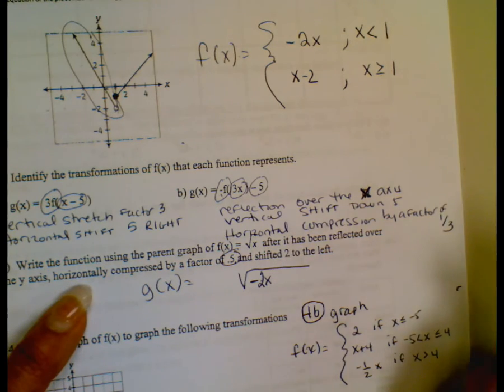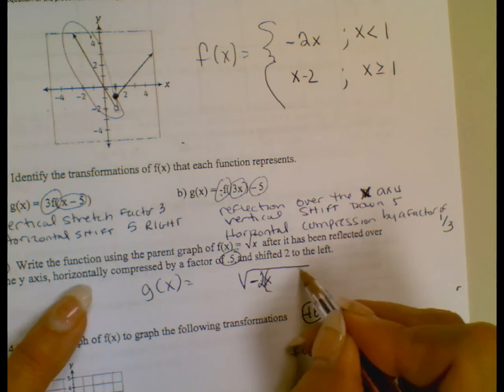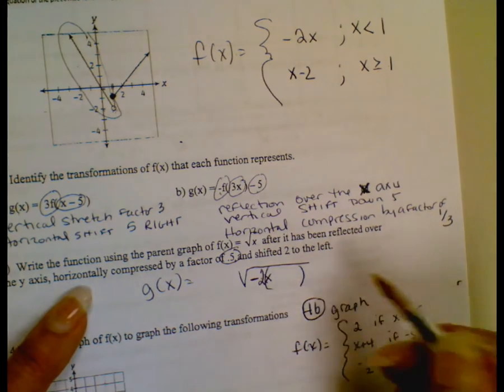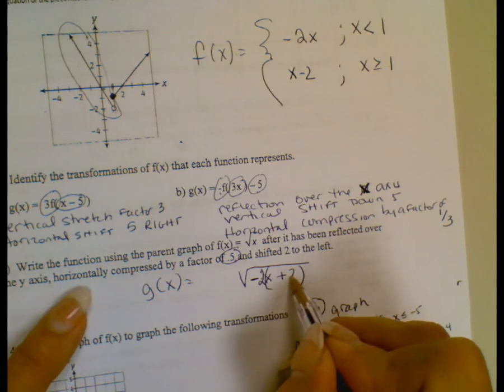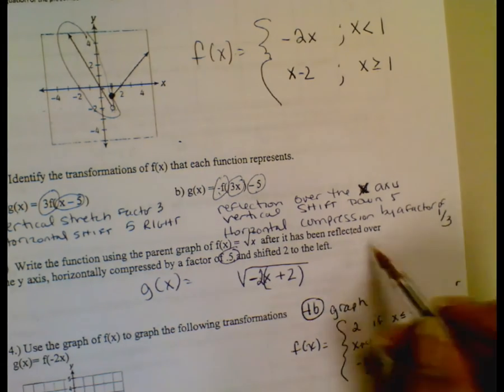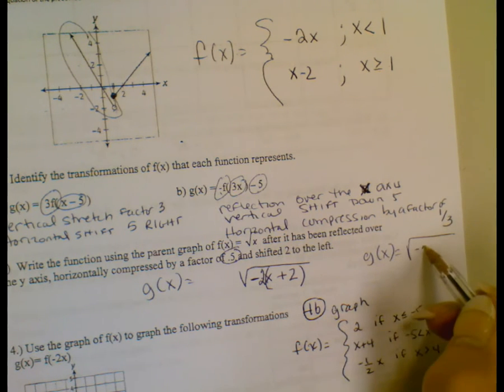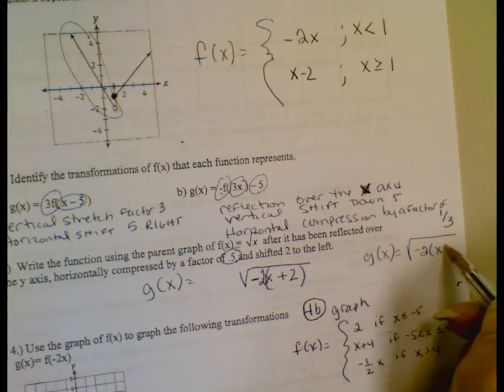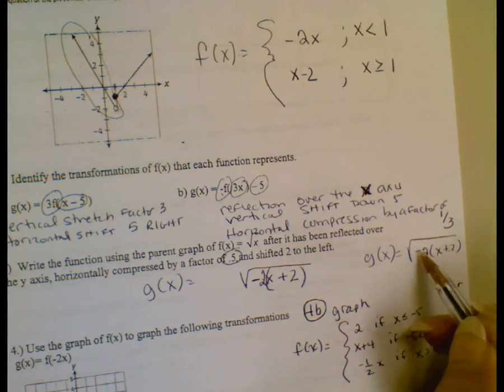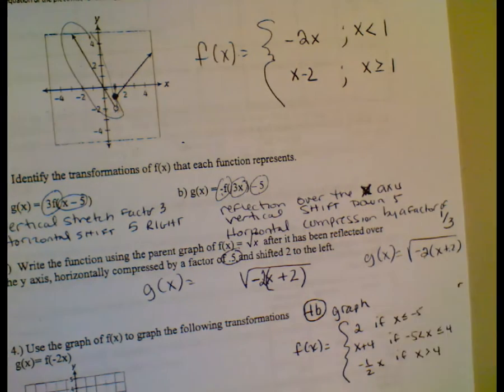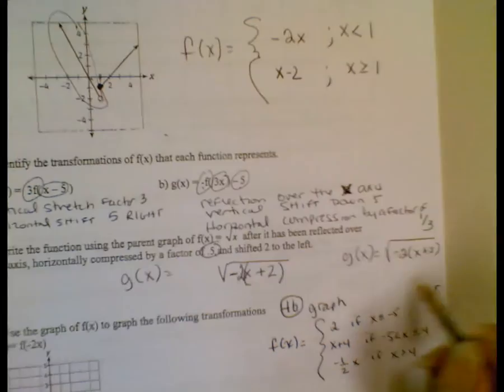Now, because it's shifted 2 to the left, I need parentheses, because that's also going to go on the inside. Shifted to the left means that should be a plus 2. But you need the parentheses. This is 2 left, reflection on the y-axis, horizontal compression of 1/2. If you forget the parentheses, you will miss this problem. So you have to separate by parentheses when you're doing these.